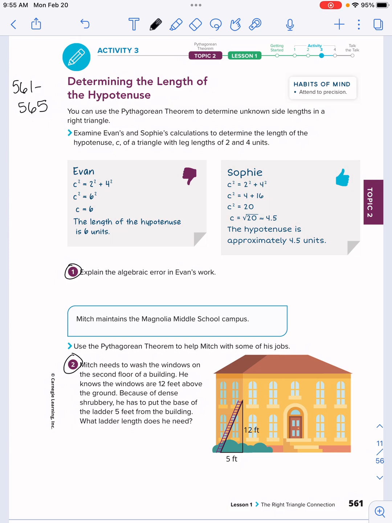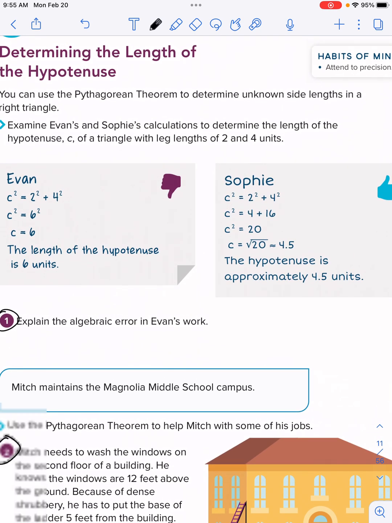We're going to first start with this problem where we have two worked examples. It talks about Evan and Sophie's calculation to determine the hypotenuse, which is the value c. When we have a right triangle like this, the side opposite the right angle, that's the hypotenuse right there. So what is that value? How long is that side if we don't know what it is?